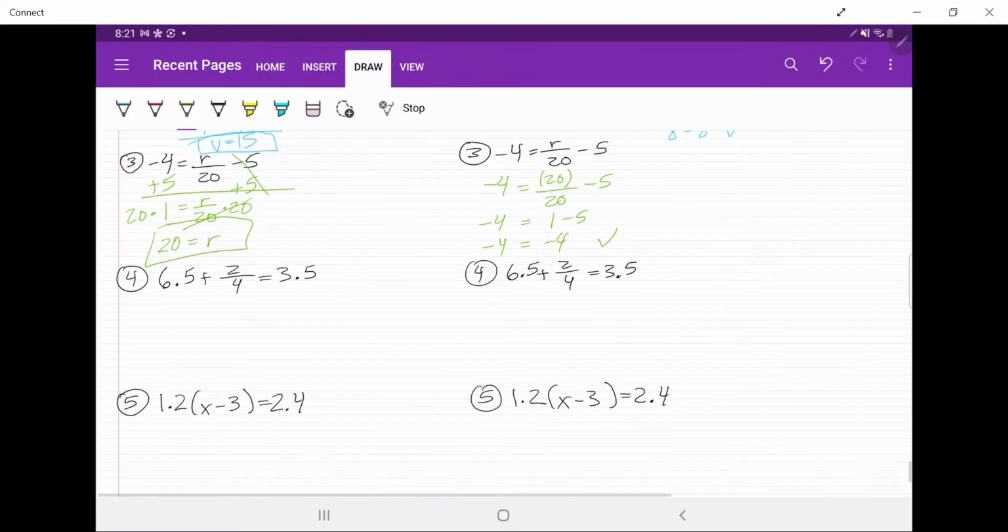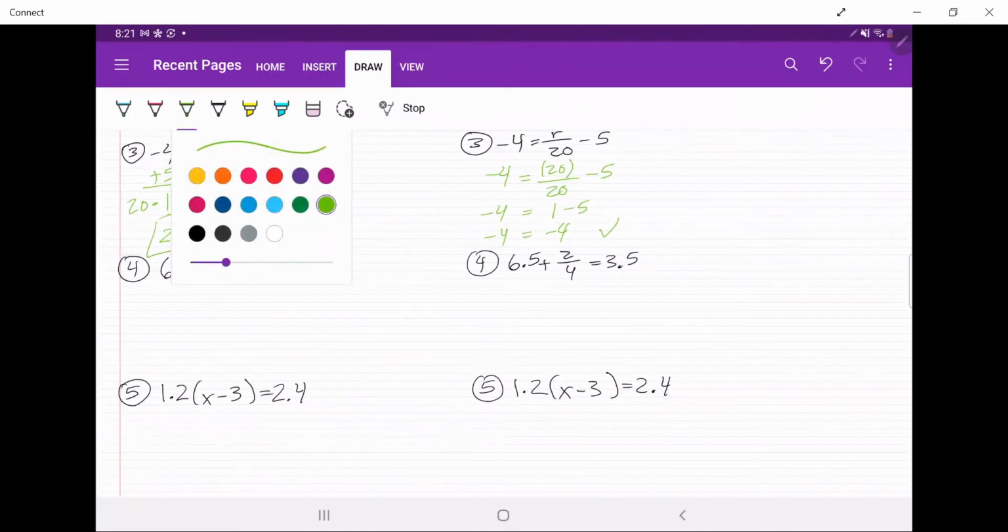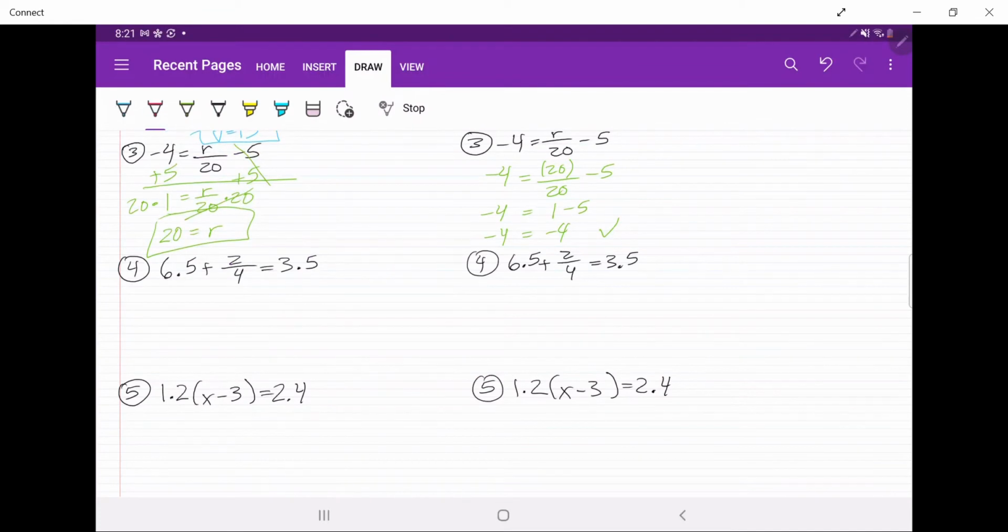Okay, so our next example involves decimals. Okay, so we need to get z over 4 by itself. So the inverse of positive 6.5 is subtract 6.5 on both sides. And we have z over 4 is equal to 3.5 minus 6.5, which is negative 3. Now we need to get z by itself. So the inverse of divide by 4 is multiply by 4 on both sides. Negative 3 times 4 is negative 12.